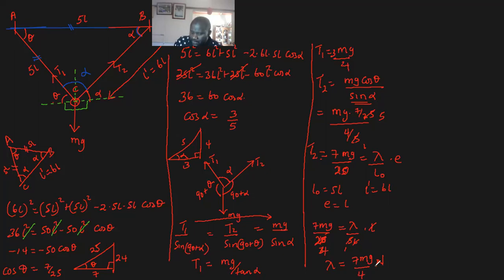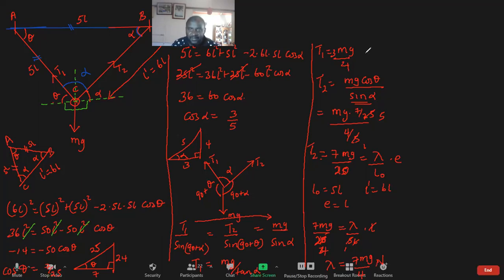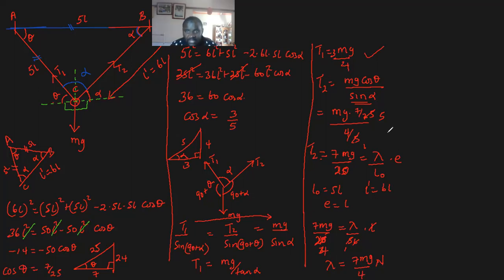Remember, take screenshots all the time. So the first question said, find the value of alpha. Hence, show that the tensions are, we have already got the answer. Tensions are 3/4 mg, correct. 7/20 mg, very correct. We have seen this one, it is here.